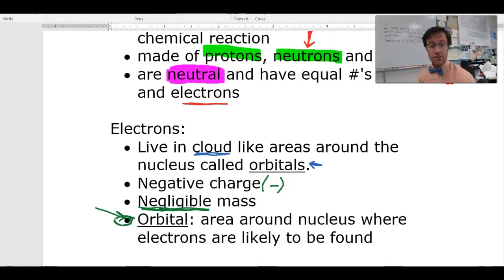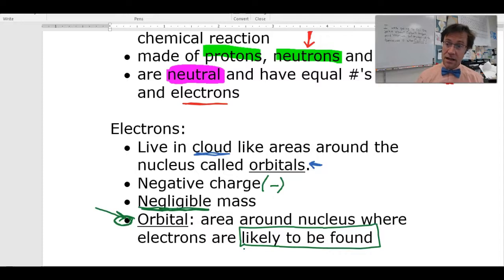So here's the definition of orbital. It is the area around a nucleus where electrons are likely to be found. Do you notice that all we can say is that it's where electrons are likely to be found? It's not saying what electrons are doing, or exactly their behavior. All we're saying is that it's like a cloudy area where the electron is in there somewhere. We'll find it in there somewhere. Where? Nobody really knows exactly. Got it? So that's all we need to know about an orbital.